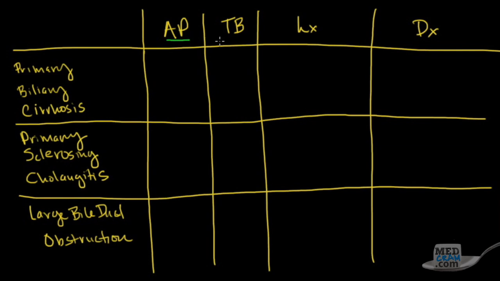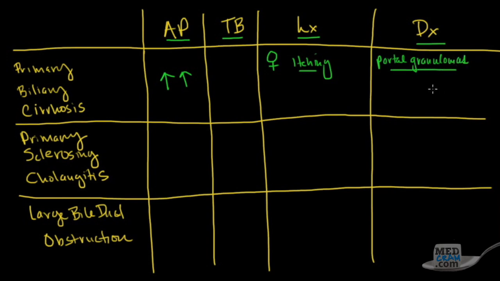We've got these categories: alkaline phosphatase, total bilirubin, history, and diagnosis. Primary biliary cirrhosis is more common in women. It causes fatigue and itching. So think about a woman who's itching and has some jaundice. The alk phos is going to be definitely elevated, because primary biliary cirrhosis is like little portal granulomas. Little granulomas affecting the portal area, and you get destruction of the intrahepatic biliary ducts.